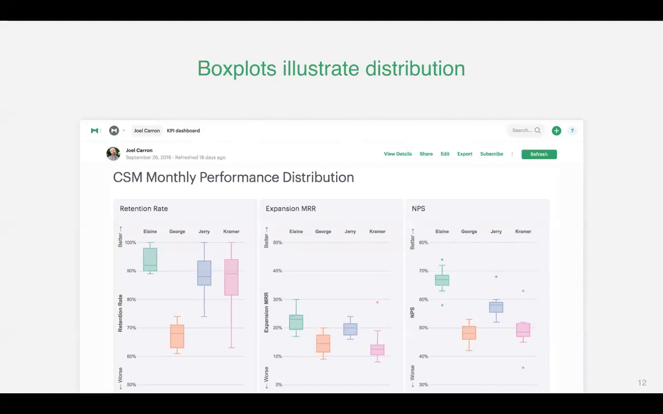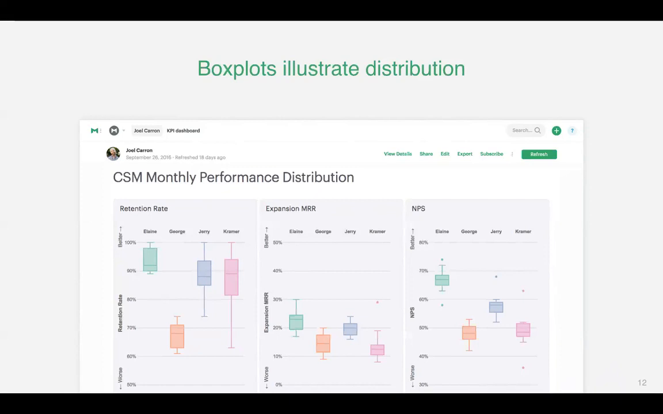In this case, we're looking at 3 box plots here. Now, box plots are useful for helping to illustrate the distribution. So in the previous case, we were looking at one number of Jerry's NPS, but he may have an NPS that fluctuates over time. And he may have a very consistent NPS, or he may have a pretty volatile NPS. So in this case, what we're doing here is we're actually taking each monthly metric across all of these categories for each CSM, and then we're using a box plot to illustrate that distribution.